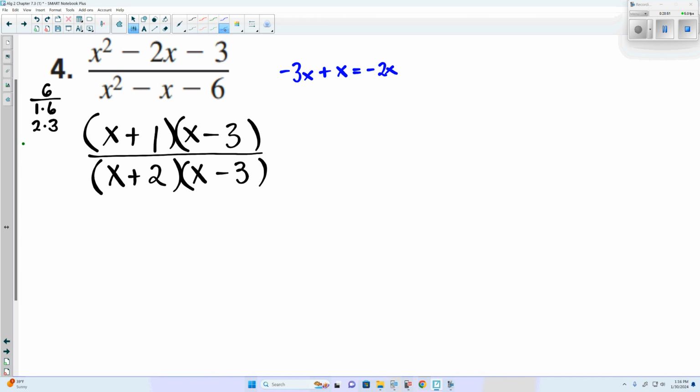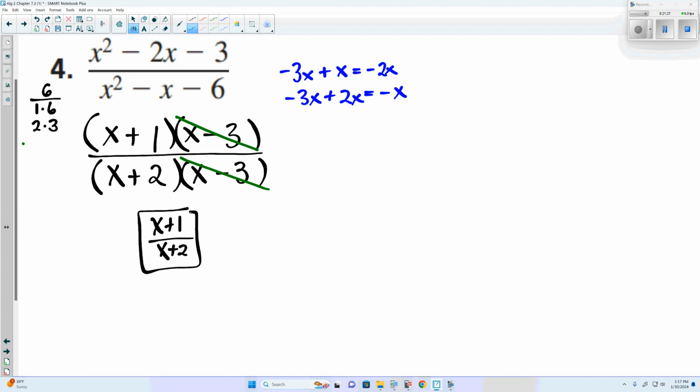Now, we can check and make sure this does work. X times negative 3 would be negative 3x. 2 times x would be plus 2x, and negative 3x plus 2x is negative x. Is that the middle term we wanted? Yes. Do we have something in common on top and bottom? X minus 3 and x minus 3. So what that leaves us with is x plus 1 over x plus 2.